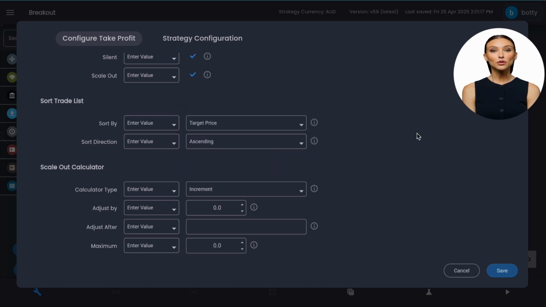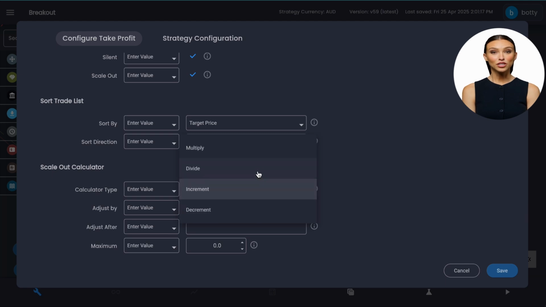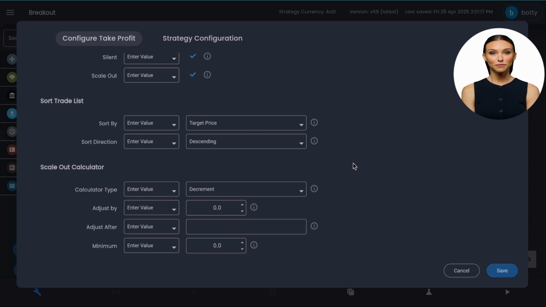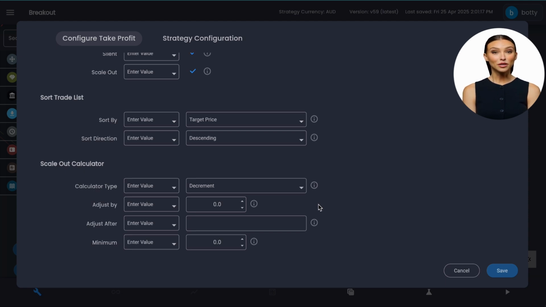The target price also refers to the entry price for positions, so if the trade list is a mix of pending orders and open positions, then the target price of the orders would be compared to the entry price of the positions. We can configure whether the sort should be ascending or descending to sort the trade list in the order required. Next, we select the calculator type to use to determine how the take profit price will be calculated for each trade in order relative to the previous trade. The take profit for the first trade will be set by the normal rule configuration above. The scale out calculator is then used to calculate the take profit for each subsequent trade in the ordered list.